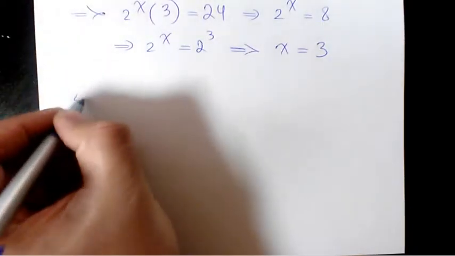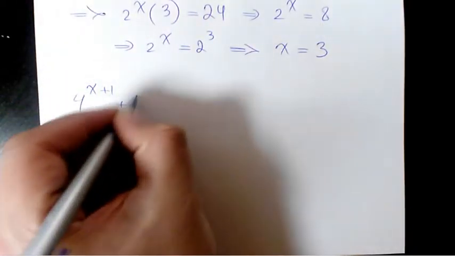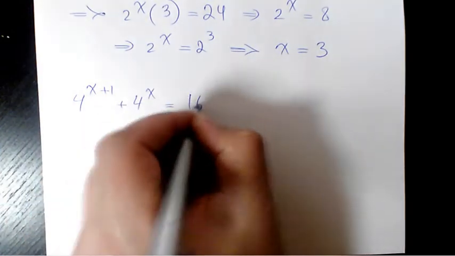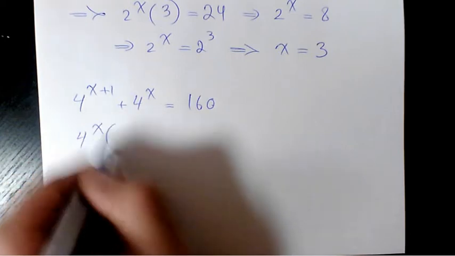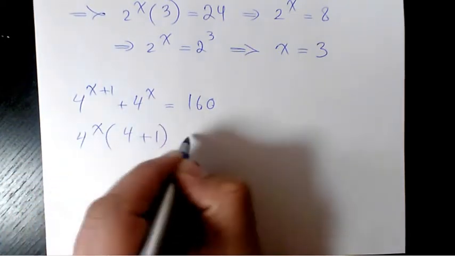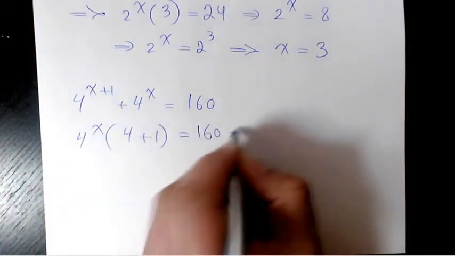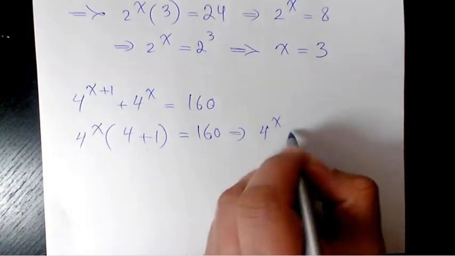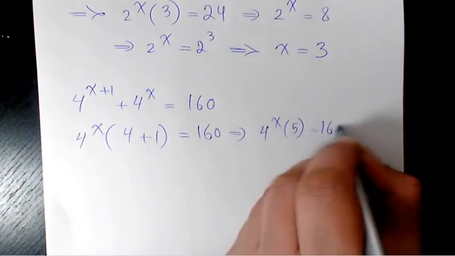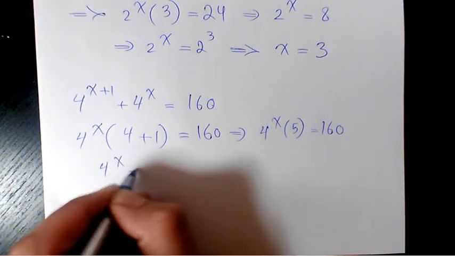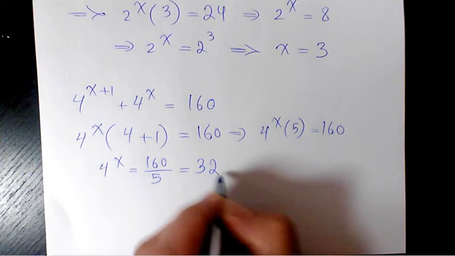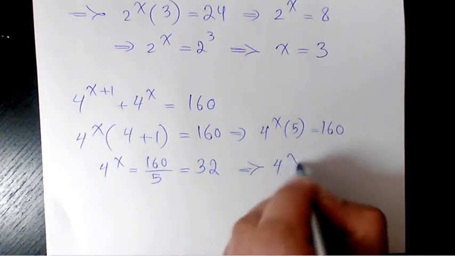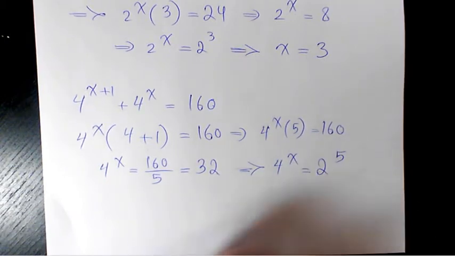Next example. 4^(x+1) + 4^x = 160. Now I need to factor 4^x. Then I have 4^x(4 + 1) = 160. So it's going to be 4^x times 5 equals 160. So 4^x is going to be 160 divided by 5, which is equal to 32.